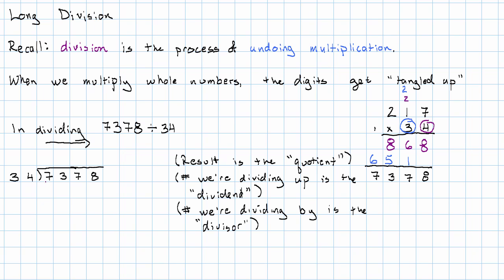So I'm going to look at the digits of the dividend and compare them to the divisor. So this first digit, this 7, if I have 7 things, can I make a group of 34? No, I really can't. So I say 34 goes into 7 0 times. I can just go on and work with the 3. So now I'm looking at 73.